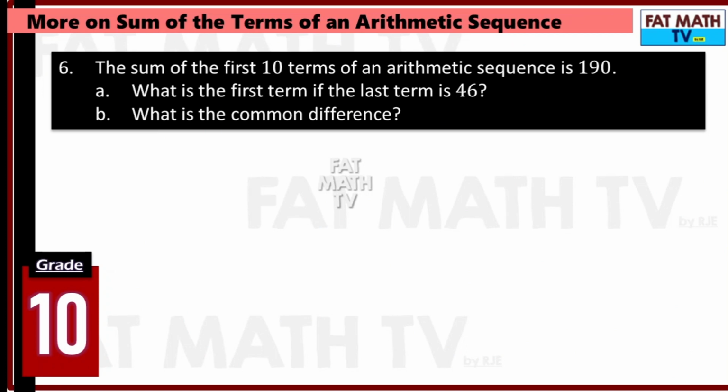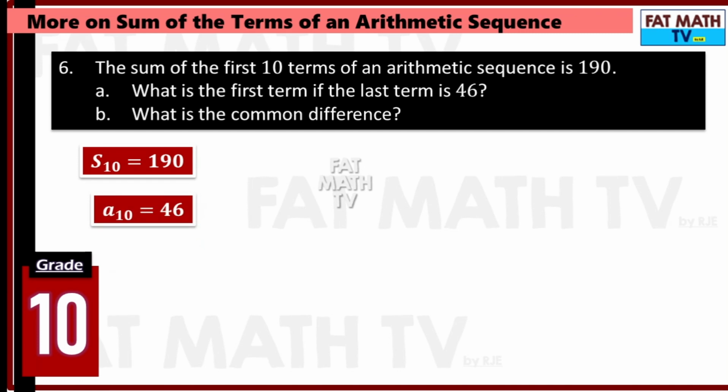Number 6. The sum of the first 10 terms of an arithmetic sequence is 190. What is the first term if the last term is 46? What is the common difference? So the sum of the first 10 terms is 190, meaning to say S sub 10 is 190. The last term, A sub 10, is 46. What is the first term? So A sub 1 is unknown. Since there are 10 terms, our N here is 10.